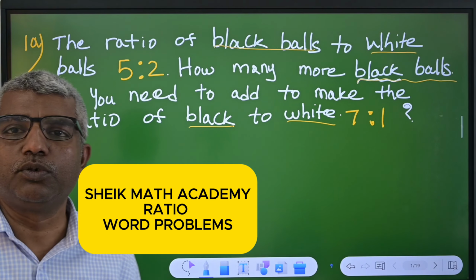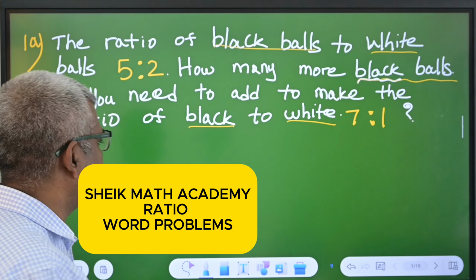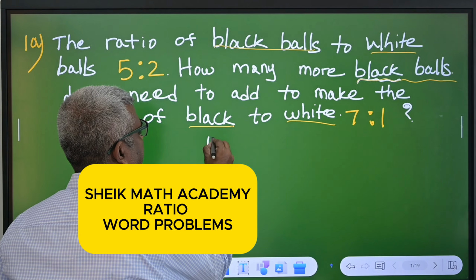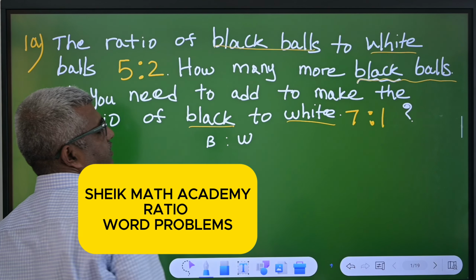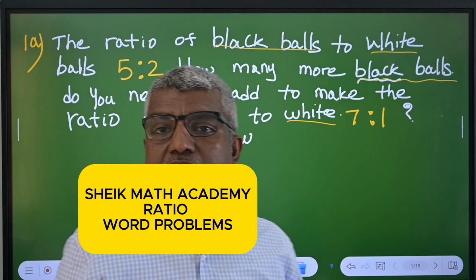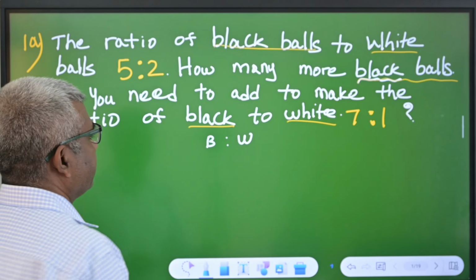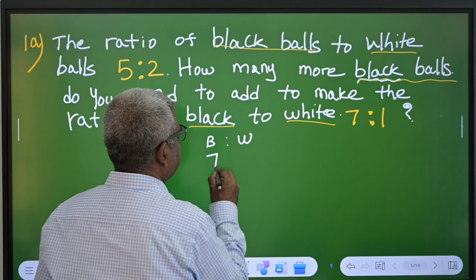Okay, how to do it in a simple way? First write it, black is to white. What ratio do we have to make? 7:1. You put it here.